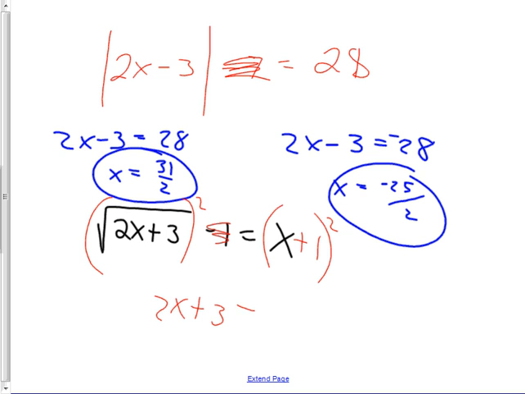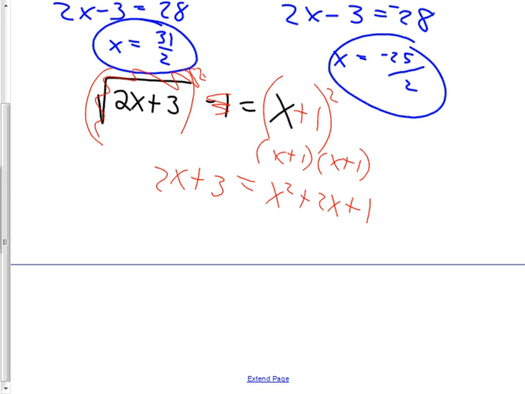2x plus 3 is all alone. Most people know that, because the squared and the square root just cancel each other out. But over here they'll say, oh, x squared and 1 squared. Doesn't work that way. X plus 1, and that makes first outside, inside, last, x squared plus 2x plus 1.